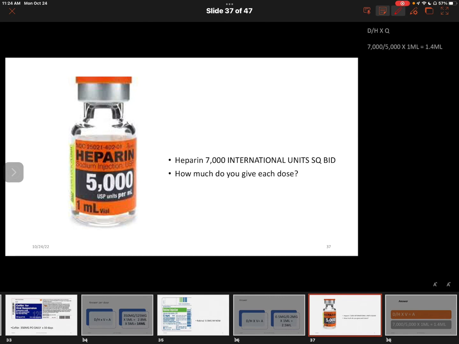Heparin, 7,000 international units subcutaneously BID. How much do you give each dose? So if we pull this bottle out of our med cart and the bottle says heparin 5,000 international units per milliliter, and there's only 1 milliliter in the bottle, how much do we give the patient? It's obvious that you would probably need more than one bottle.